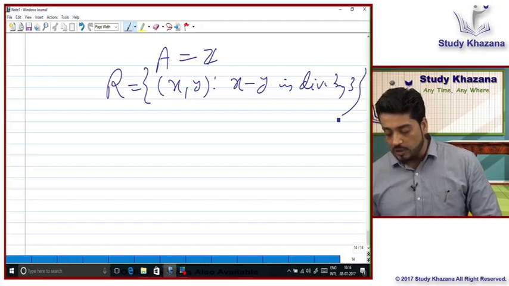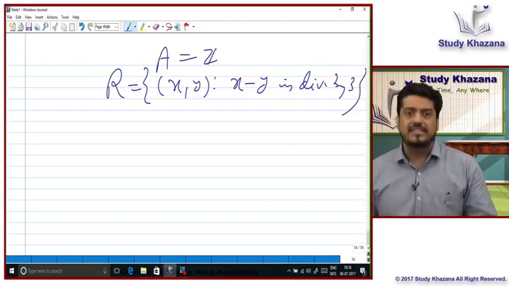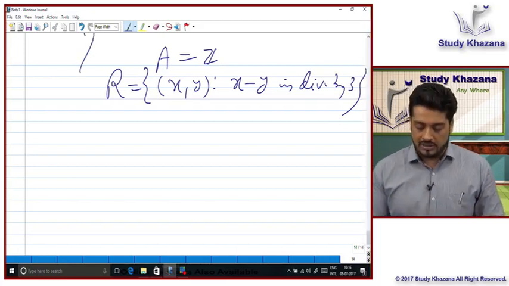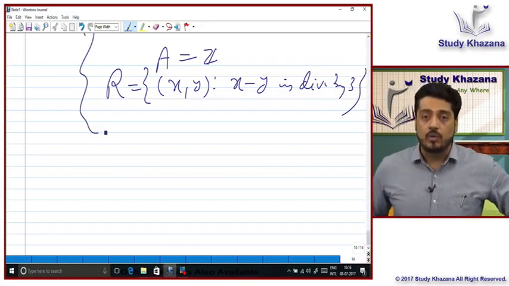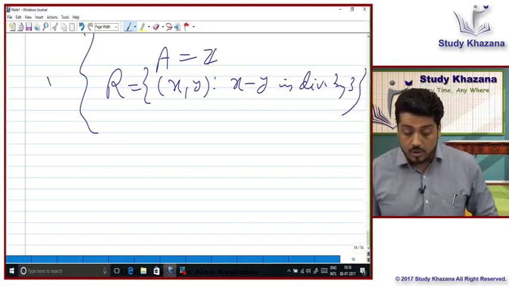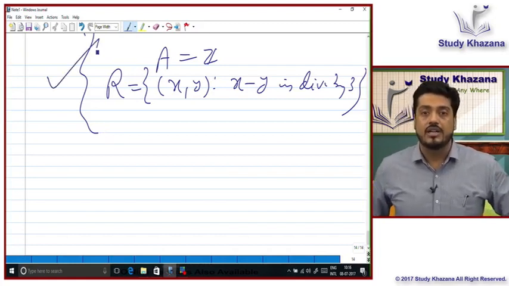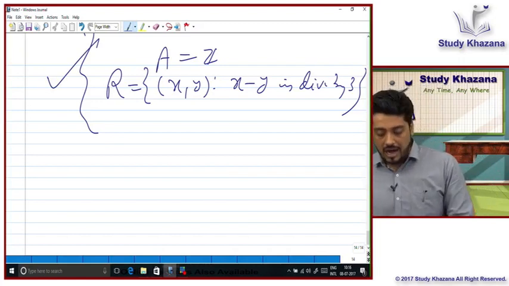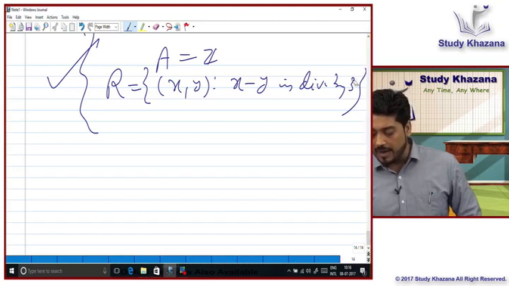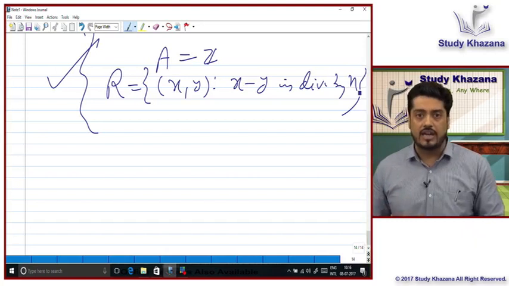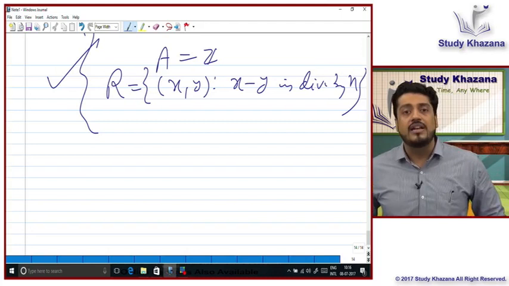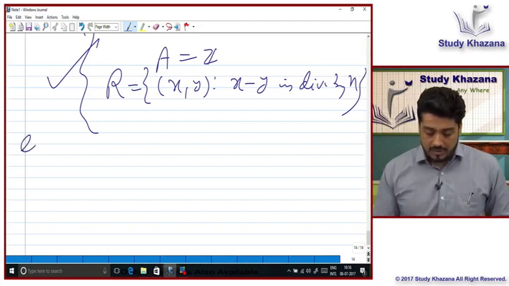And I have shown that this relation is reflexive, symmetric and transitive. So this can be taken as an example of an equivalence relation in set builder form. Generally, this question is asked in your examination: take A equal to the set of all integers, and define a relation R as x minus y is divisible by n, where I can take any positive integer 1, 2, 3, 4. This is the generalization: whenever x minus y is divisible by n, it is going to be an equivalence relation.